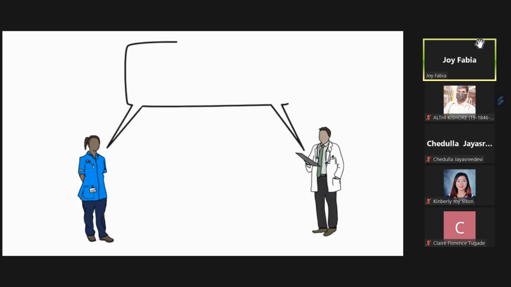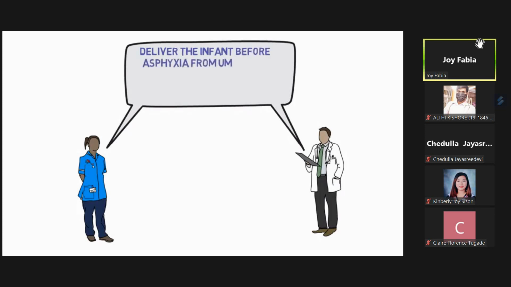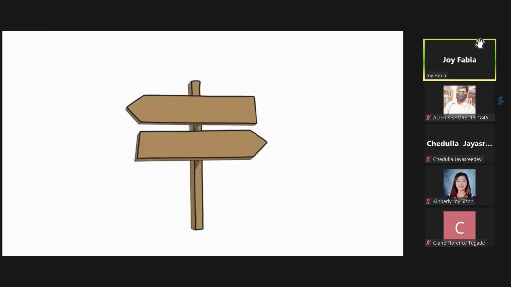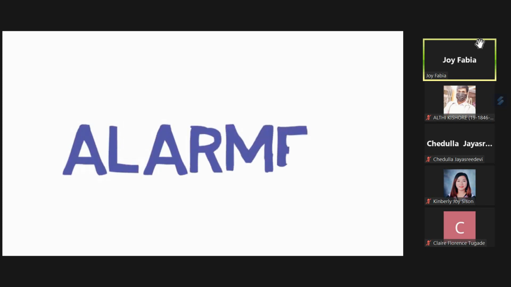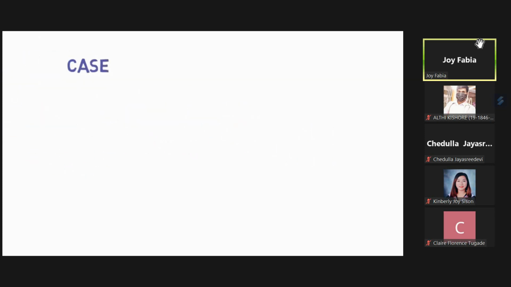The goal of management is to deliver the infant before asphyxia from umbilical cord compression occurs without causing any fetal or maternal trauma. So, now that we know how to diagnose shoulder dystocia, let's talk about management. There's a helpful acronym to remember the steps of how to manage shoulder dystocia. It's called ALARMR. Let's use a case study to go through the acronym and learn the management of shoulder dystocia.